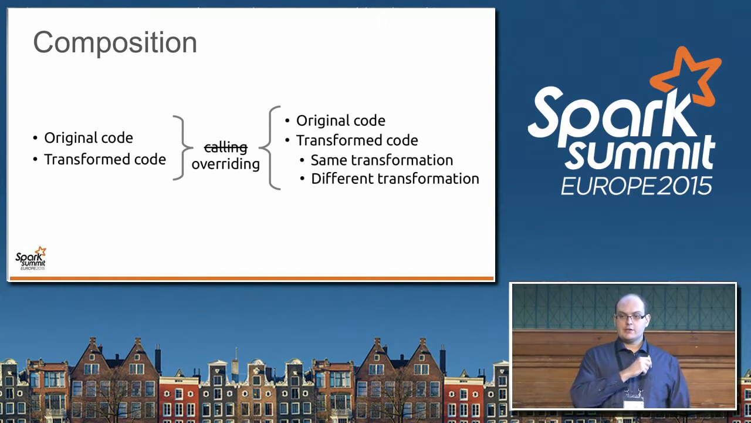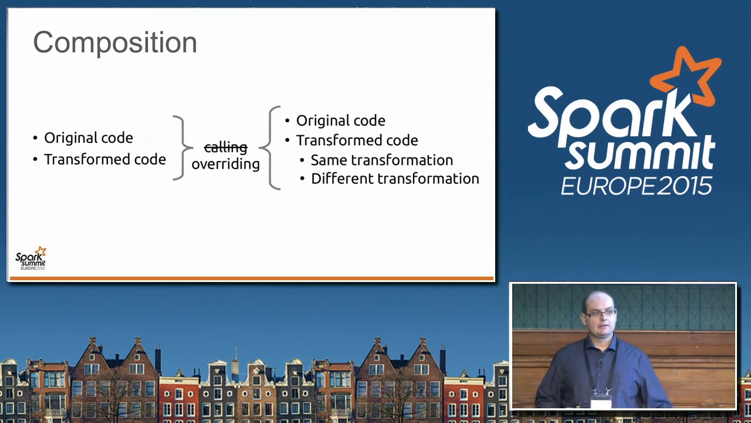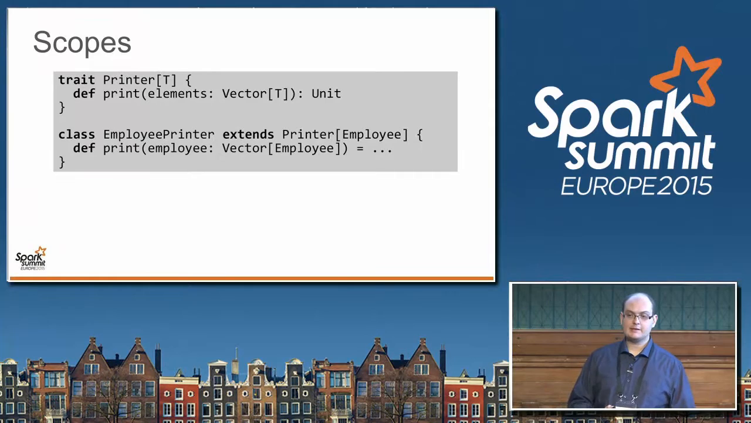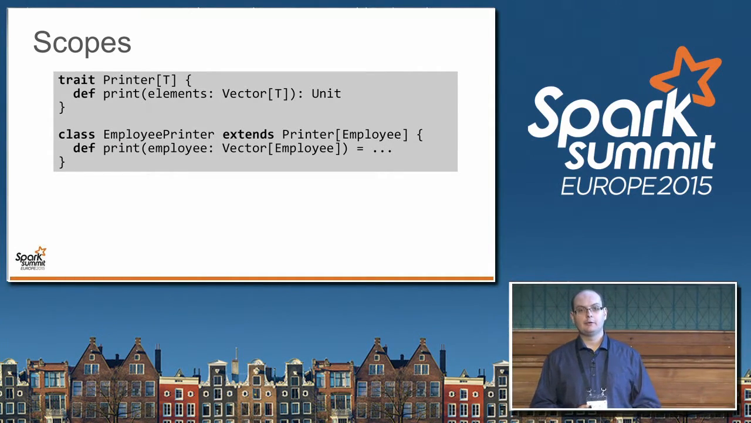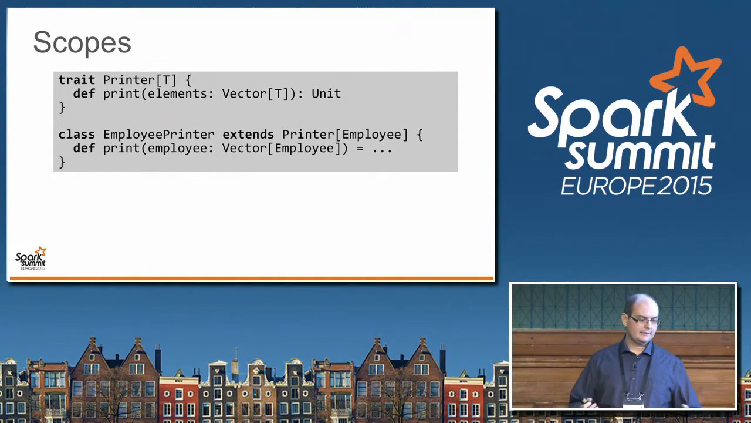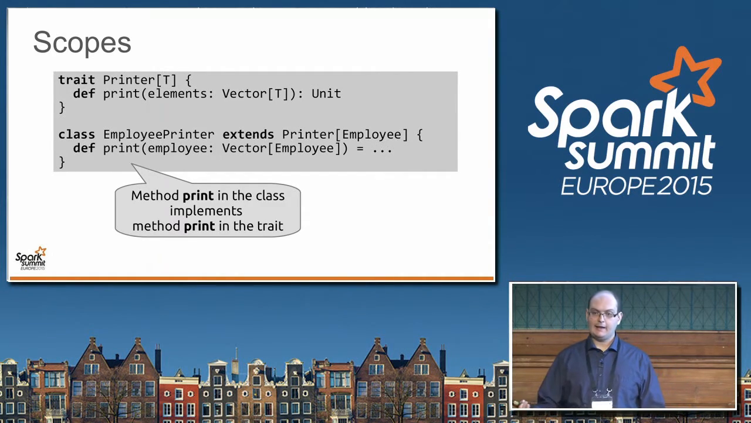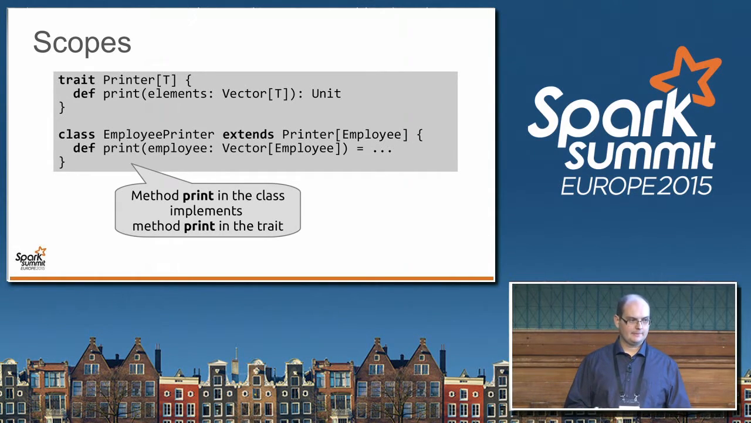And I just wanted to point out that overriding makes the problem even more complex, because, for example, here's a printer trait and an employee printer that takes a vector of employees, right? As long as the employee vector class stays untransformed, the print method in the class implements the one in the trait. So far, so good.